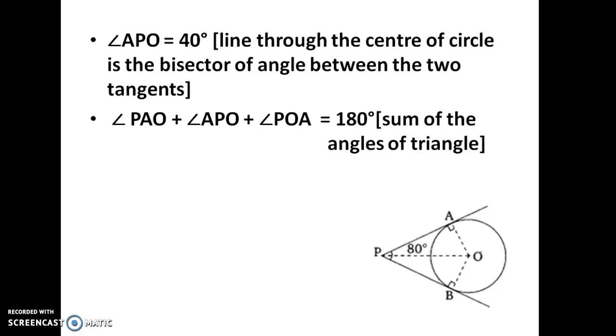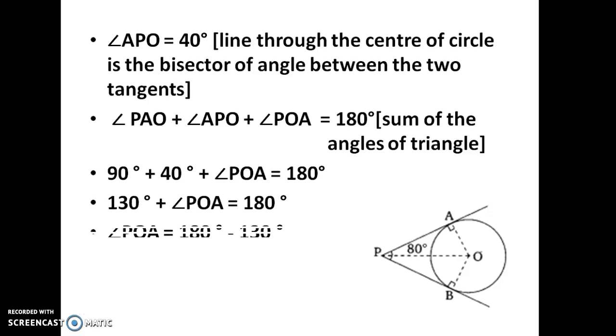Okay, so for this triangle, two angles are known. Only this angle is unknown. So you can use the sum of the angles of a triangle. So we will get 90 plus 40 plus angle POA equal to 180 degree. So angle POA equal to 180 minus 130 degree equal to 50 degree.